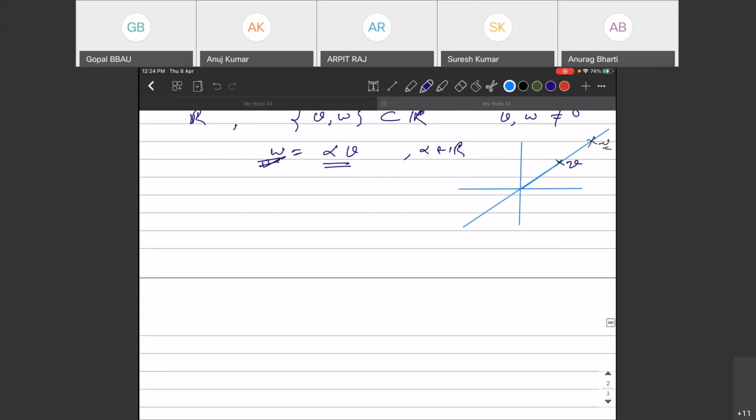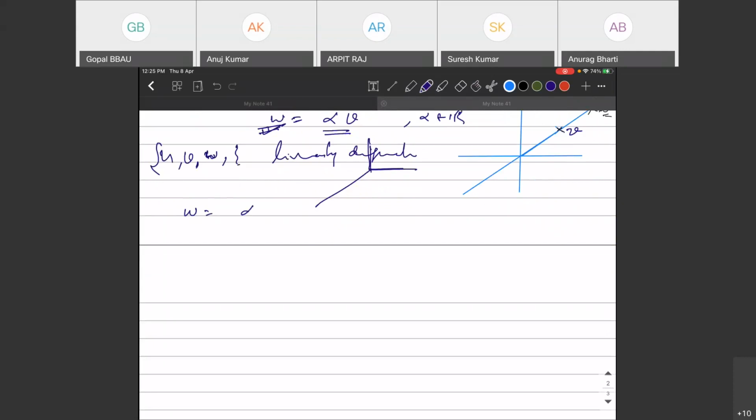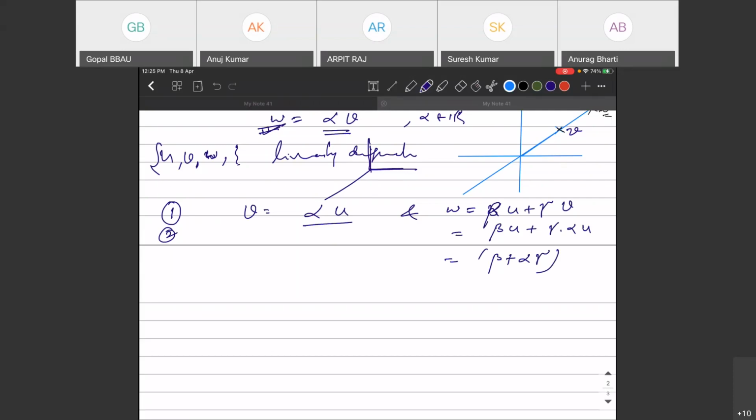Similarly, if you are in R3 and you have U, V, W, and this is linearly dependent, then you have two cases. Either W equal to alpha U plus beta V. You have this kind of cases. Number one, V equal to say alpha U, and W equal to say beta U plus gamma V, but V is alpha U. So from here, this is beta plus gamma alpha U, which is (beta plus alpha gamma) U.